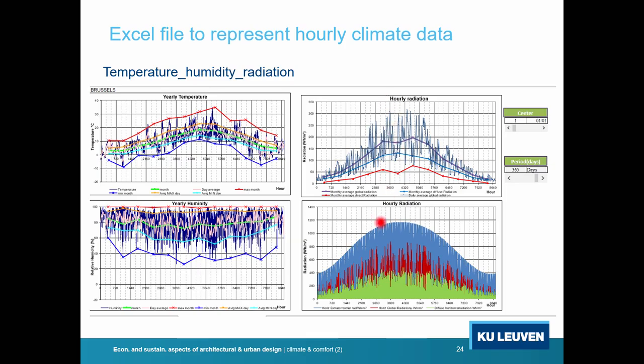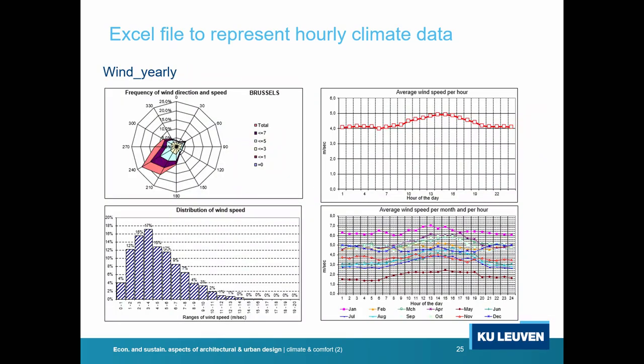And here you see the same again, but then this is on a daily and a monthly basis, and here it's hour by hour to show that there is a variation. Then the wind is calculated as well. There are different graphs in the Excel file.